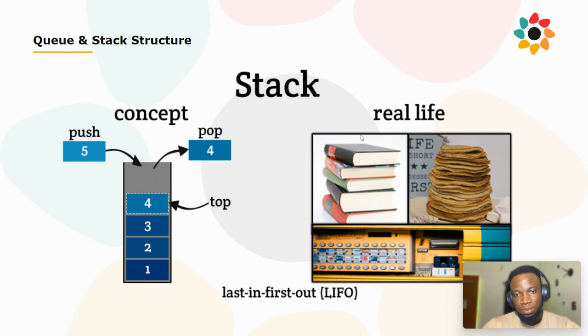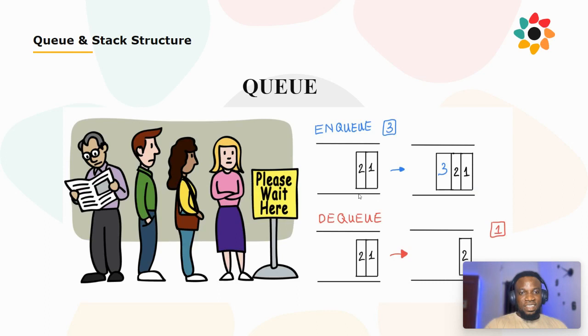An example of a real-life scenario is a queue in the bank. For a stack, you can see a stack of books or a pile of clothes. The same thing in a bank: you can add to a queue or you can remove from a queue.